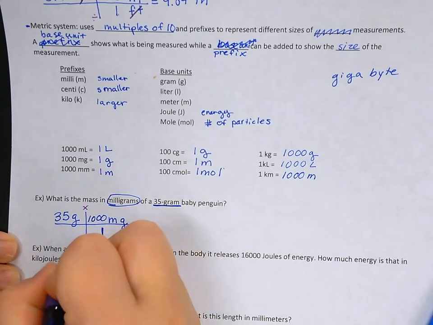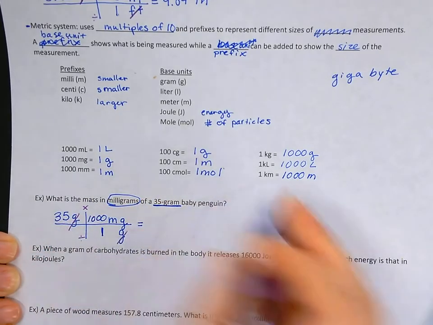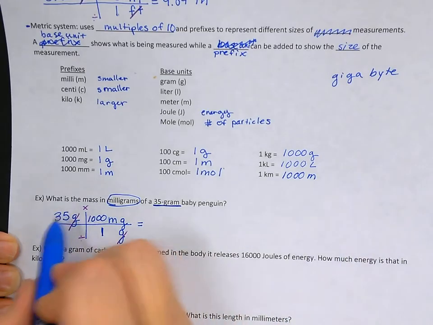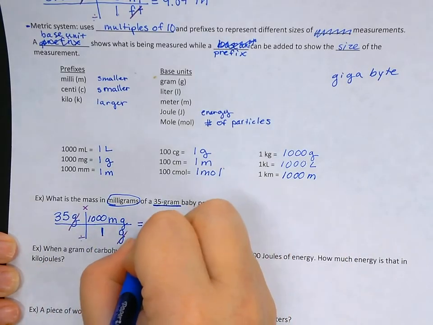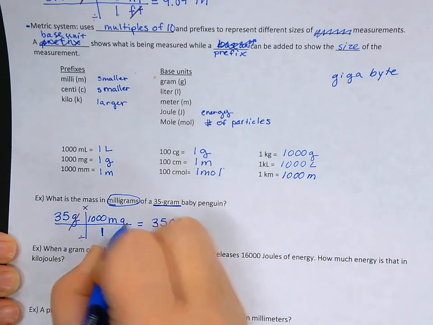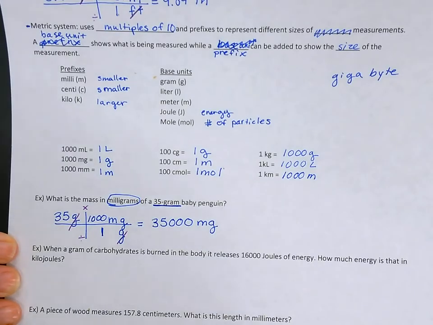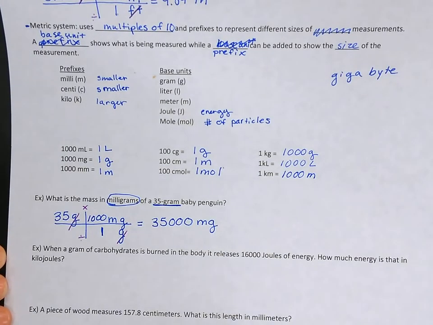Again, we're going to multiply and divide. When we divide, our grams are going to cancel. So 35 times 1,000, that's pretty straightforward. We get 35,000. And our units left are milligrams. So a 35-gram baby penguin is the same as a 35,000 milligram baby penguin.